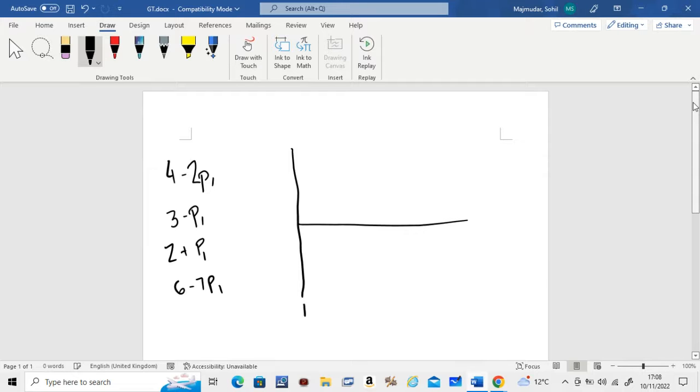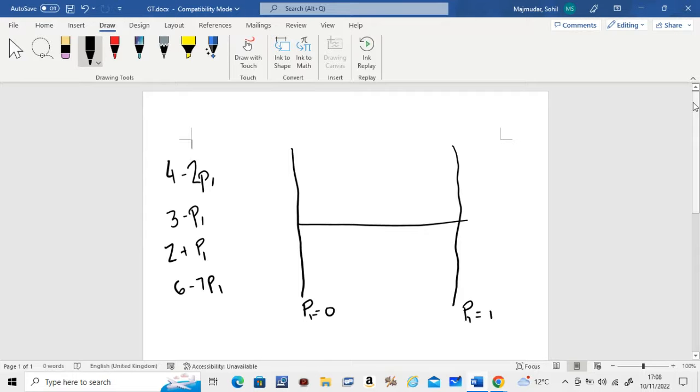So this is the p-axis. This is P1 equal to 0, the line. And also remember, the probabilities will always be between 0 and 1. Make another line. It should be a straight line where P1 is equal to 1. So draw these 4 lines between these 2 lines.